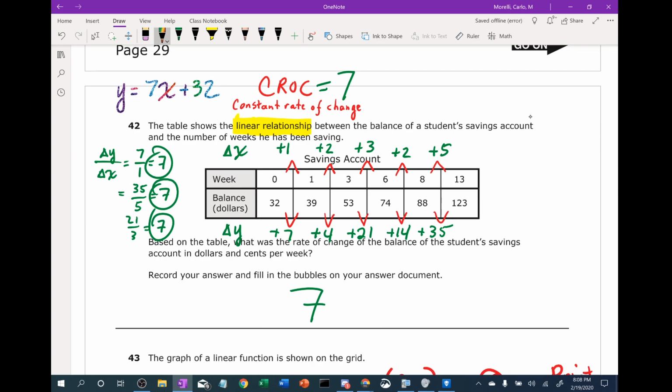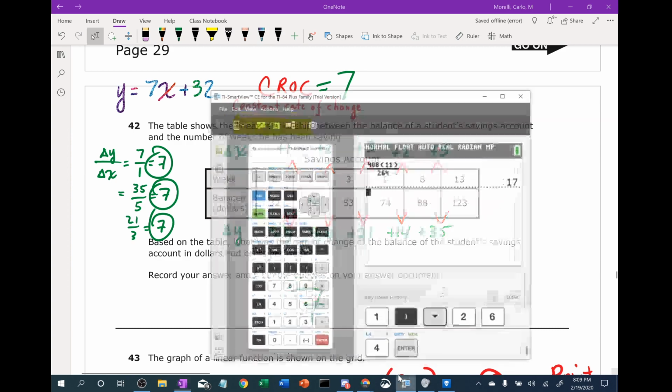Now, does anyone want to see it in the TI calculator? Okay. So here's the good news, guys. When it tells you linear relationship, you only have to use 2 points. You don't have to input every single data point when it's linear. But if you're not sure about that, just put everything in.